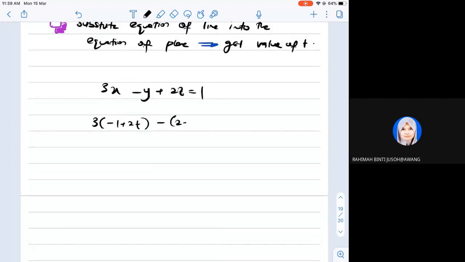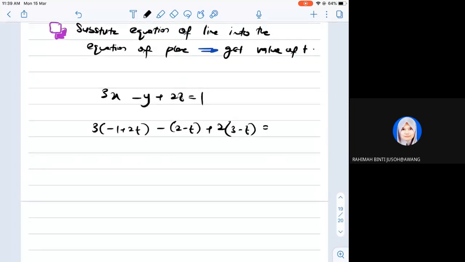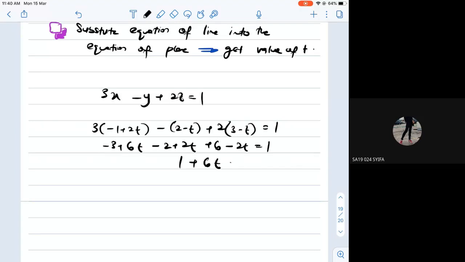Plus 2 times z, what is z? 3 minus t, equals 1. So we will get -3 plus 6t minus 2 plus 2t plus 6 minus 2t equals 1. So we will have -3, -2, -5 plus 6, 1. Oh, nice number. 6 plus 2, 8. 8 minus 2 plus 6t equals 1. t equals 0?